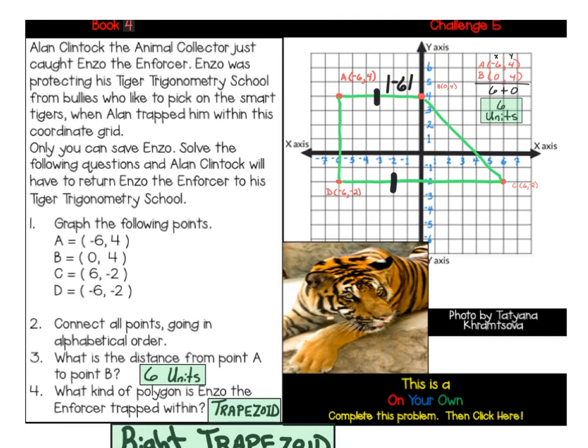And bam, hopefully you got this all correct. So Enzo the Enforcer is free to go back to his Tiger Trigonometry School and keep all those students safe.